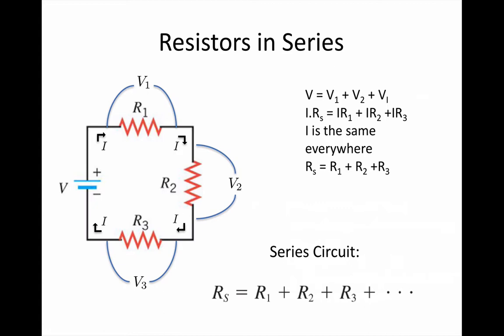So here we can see from Kirchhoff's law that V equals V1 plus V2 plus V3. Also, V equals IR from Ohm's law. So we get I times RS, which is the resistance of the series combination, equals I times R1 plus I times R2 plus I times R3. The I cancels out since it's the same everywhere. So we get the rule for a series circuit that the equivalent resistance is just the sum of all the resistances in the circuit.